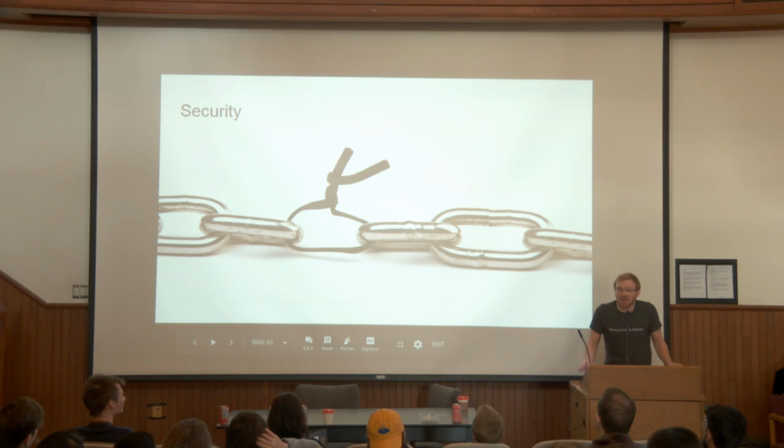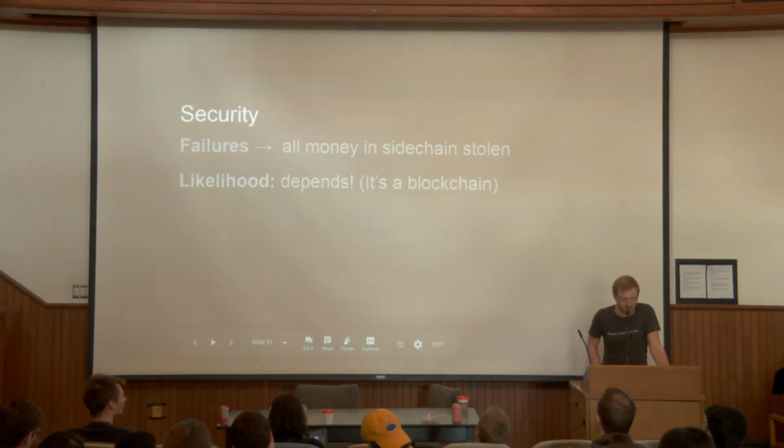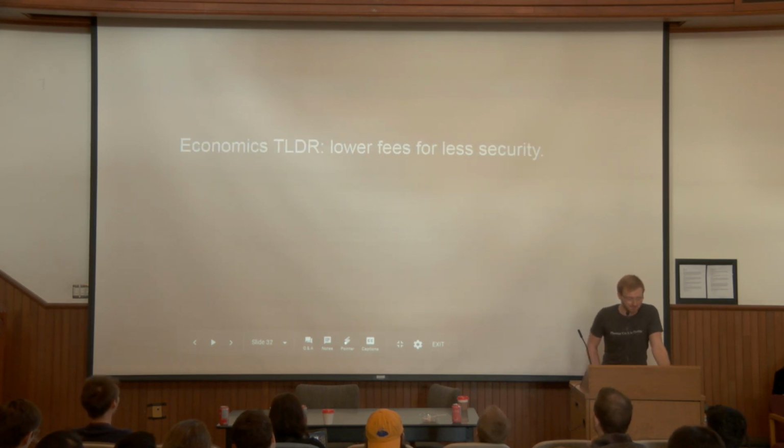And so what this means is that not only have you split the security in half, but you've also made both of those halves vulnerable to breaking your system. So you've intertwined weakest link security. And the failure mode is, of course, all the money is stolen. How likely is this? Again, it depends. It's a blockchain, but it seems as if by dividing the security, we're making it more likely.